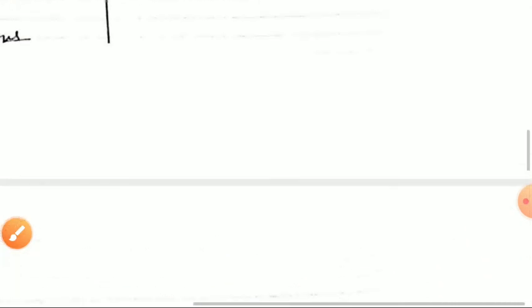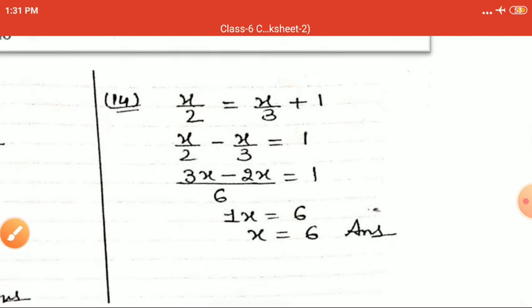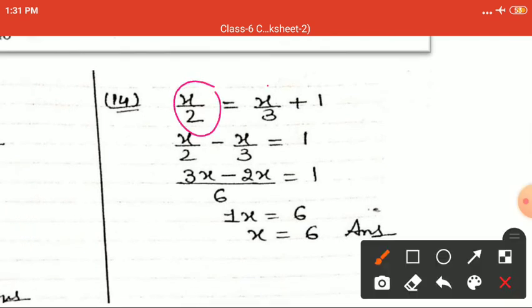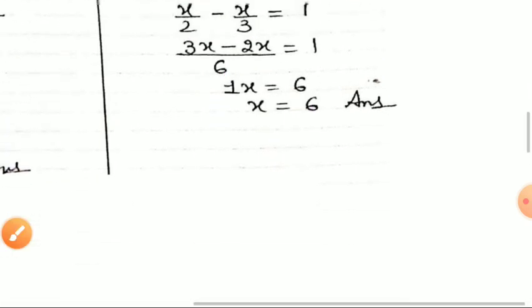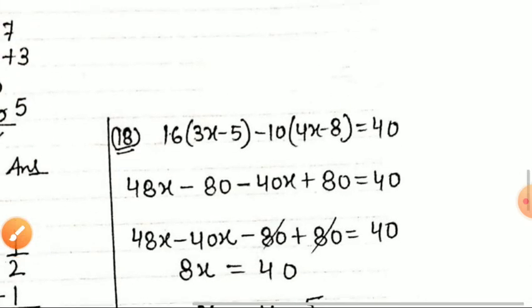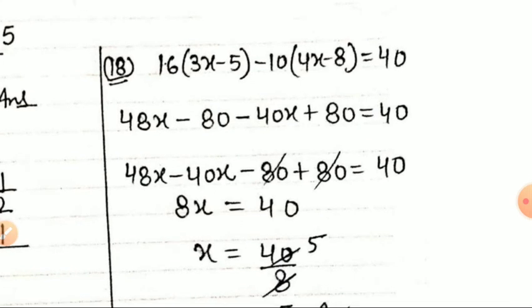Let's move to question number 14. Again fractional form. Here both are x terms. This time x by 3 will come to this side and become minus x by 3. Take the LCM. After solving we will get x equals 6. Now a very important question in which we have to open the bracket: question number 18.